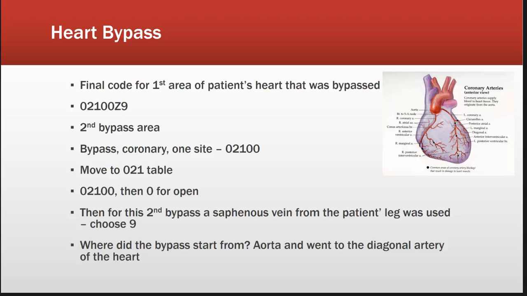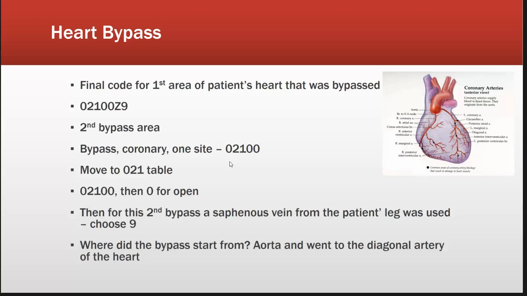The second one you're coding is the use of the saphenous vein. They use the saphenous vein graft to go from what to the diagonal? They had to go from somewhere. They're going to go from the aorta. The aorta is the main pump or main pathway of your heart, getting blood to your heart. So they're bypassing from the aorta to somewhere on the patient's diagonal artery.